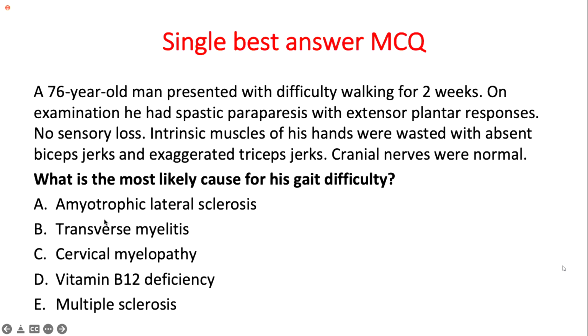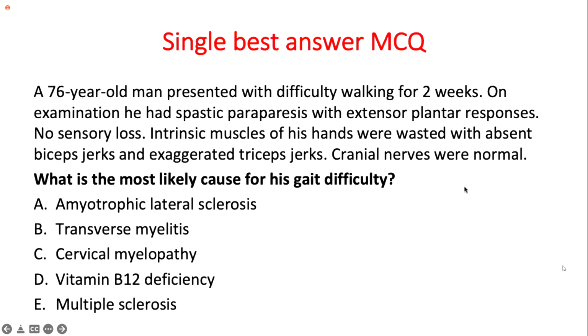So you are left with only A and C. Then intrinsic muscles of the hands were wasted, with absent bicep jerks and exaggerated tricep jerks. So where is the lesion? If the bicep jerks are absent and tricep jerks are exaggerated, where is the lesion? Anyone? Cranial nerves normal. Where is the lesion?